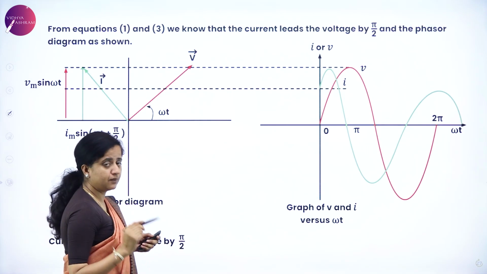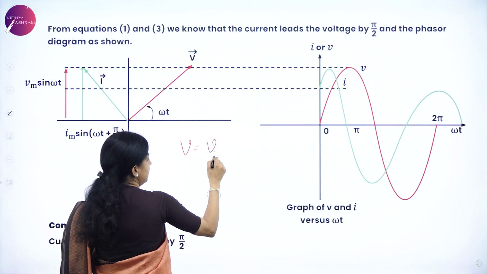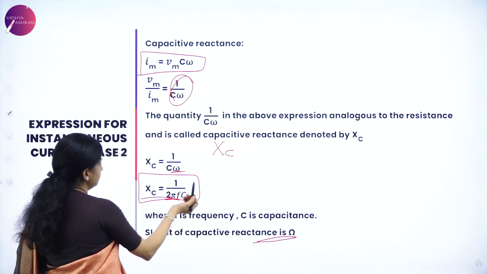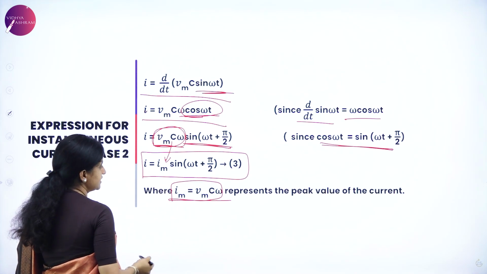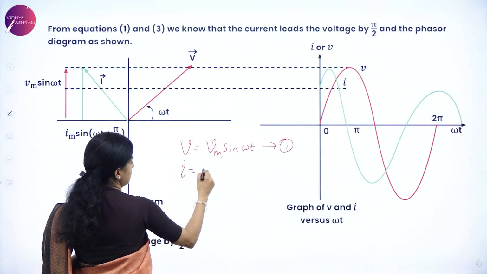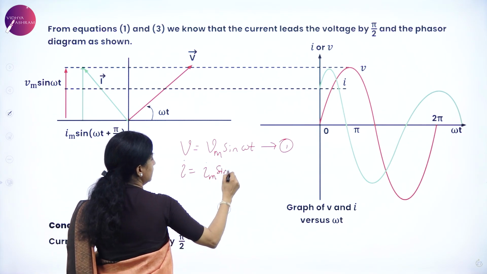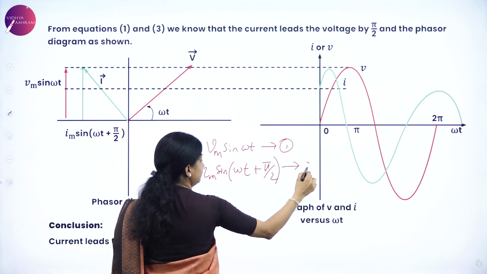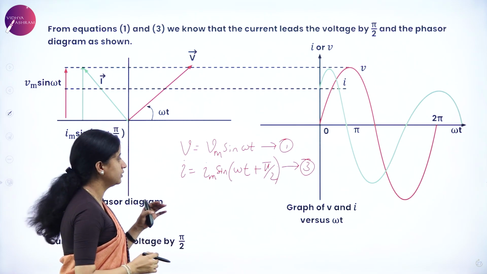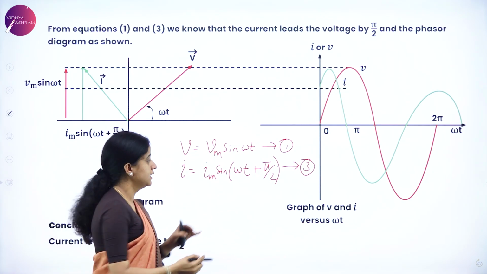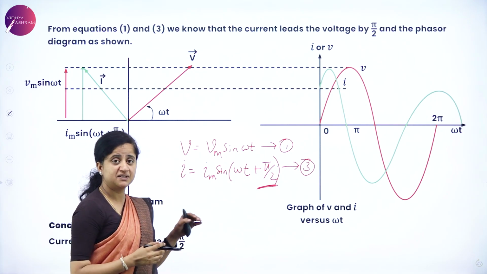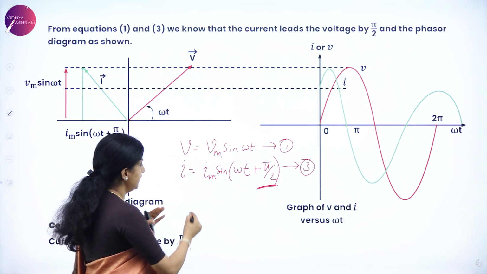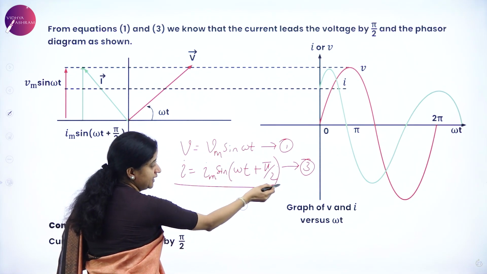Now we have got two equations, that is V is equal to Vm sin omega t for voltage. That's my first equation. And from this, for current, the third equation, it is nothing but I is equal to Im sin omega t plus pi by 2. This is my third equation. So from this first and third equation, we will come to know there is a phase difference between the voltage and current of pi by 2, which means the phase angle between the current and the voltage is nothing but 90 degree. The current is ahead of voltage by 90 degree.